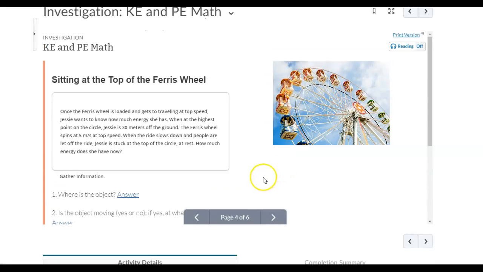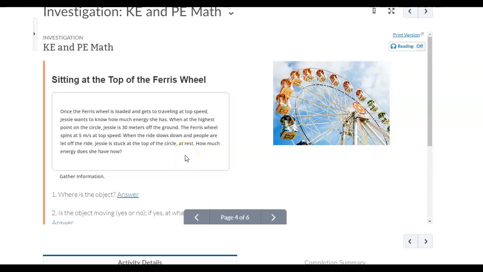Okay, so we're moving to another example. Same Ferris wheel, same Jessie is 30 meters off the ground. It's still moving at 5 meters per second. When the ride slows down and people are let off, Jessie is stuck at the top. How much energy does she have now?